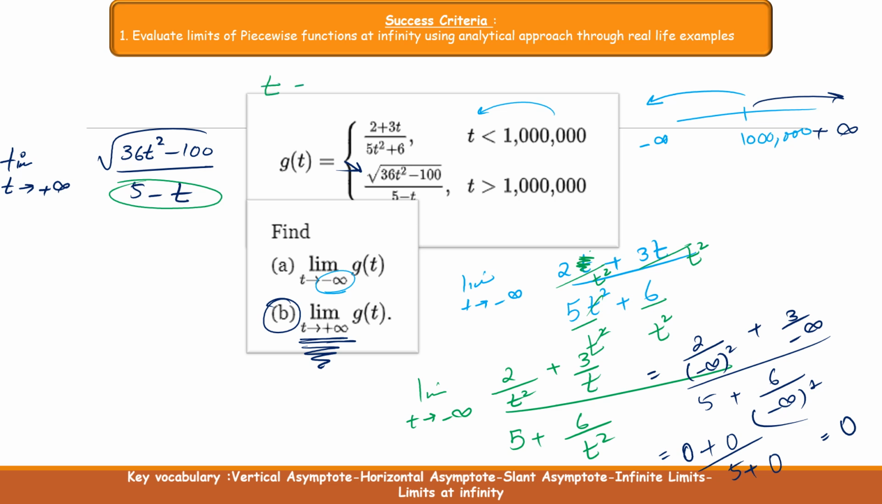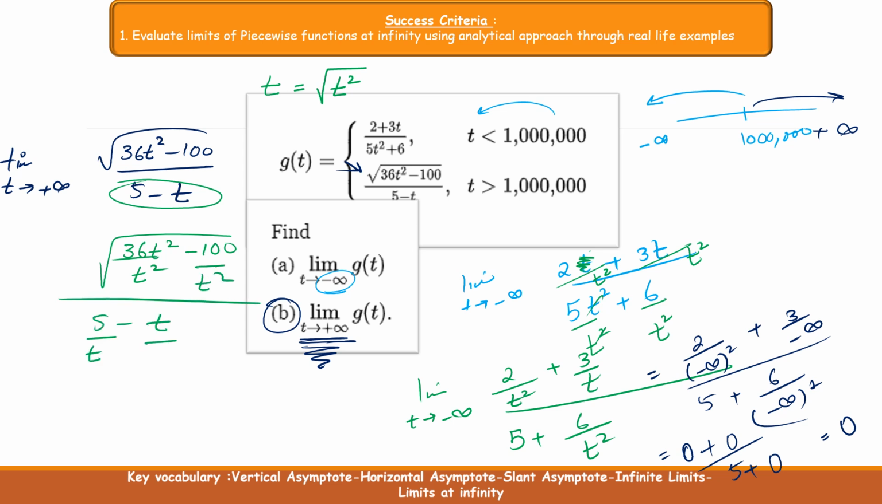If I want to write t under the square root, then of course I have to write t squared. Now the terms inside the square root will be divided by t squared, whereas the terms without the square root will be divided by t. But the main thing is, do not forget to write the limit. Okay, now solve it.